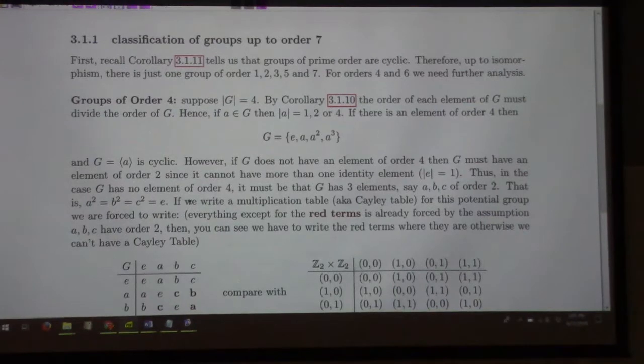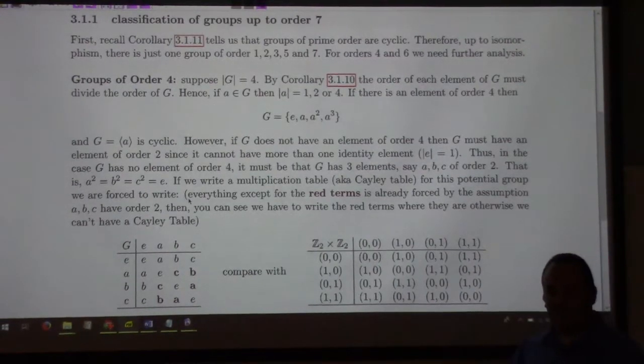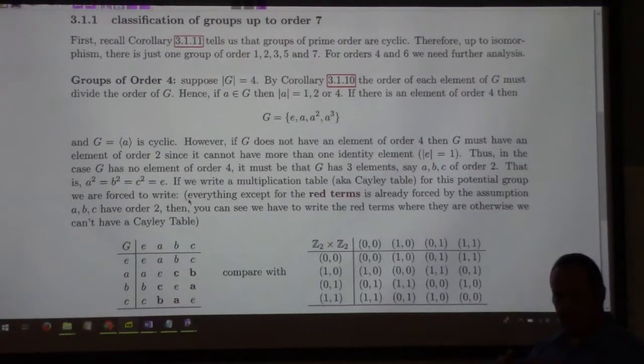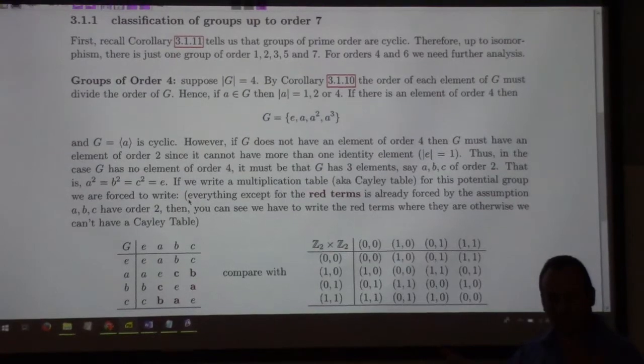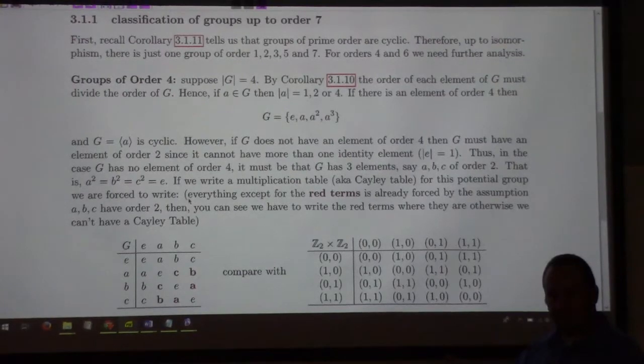Now this is easy to go through now that we have all of this technology. So we can actually classify groups up to order 7. Because let's think about it. Up to order 7, we got 1, 2, 3, 4, 5, 6, 7. Which ones of those are prime? 2, 3, 5, 7, right? So those are cyclic by the corollary to Lagrange's theorem. Order 1 is the trivial group, right? Order 2 is Z2. Order 3 is Z3 essentially. Order 5 is Z5 essentially. Order 7 is Z7 essentially.